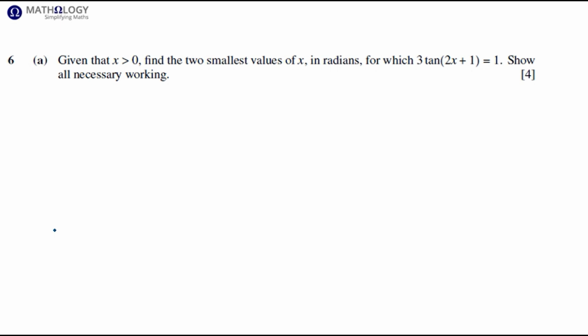Given that x is greater than 0, find the two smallest values of x in radians, for which 3 tan 2x plus 1 equals 1. Show all necessary working. Okay, so 3 tan 2x plus 1 equals 1. Now, since we're solving for x, we need to isolate the trigonometric ratio. So we'll divide both sides by 3 first.